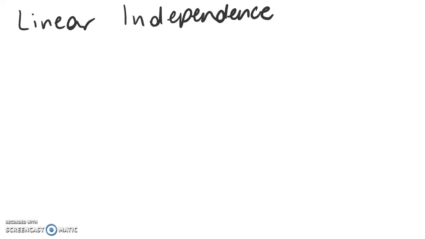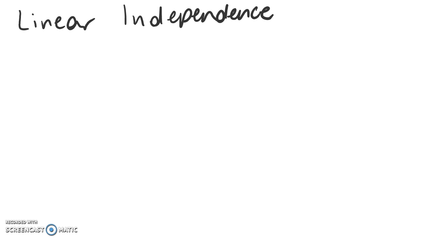Hi everyone, in the previous video I was chatting about linear independence and I gave you an example of two vectors that were linearly dependent. In this video, spoiler alert, I will give you an example of two vectors that are actually linearly independent and how you can verify that.